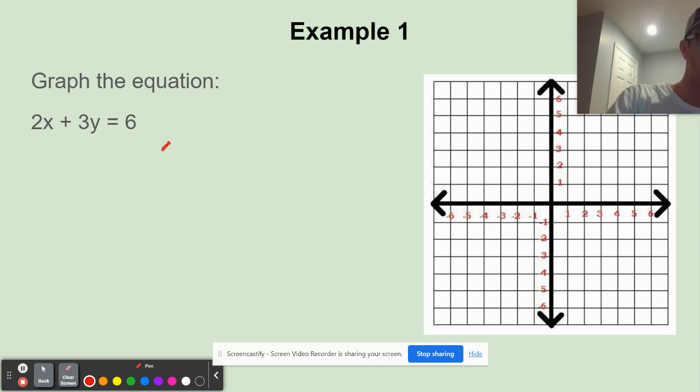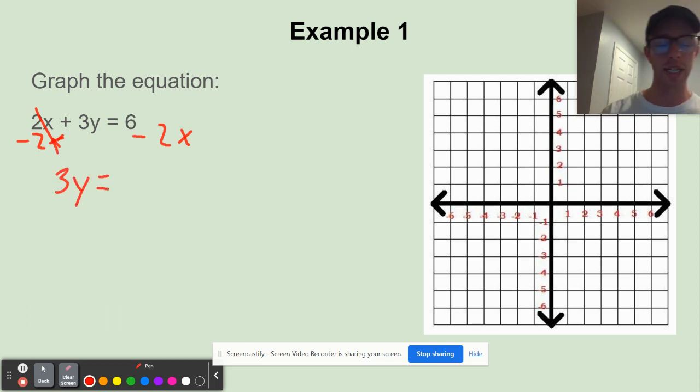And so we're going to solve for y. I'm going to get rid of any other terms that aren't y. So I'm going to start by getting rid of this 2x. To get rid of a positive 2x, I subtract 2x. Whatever I do to one side of the equation, I do to the other. And so this side, I'm left with 3y. 6 minus 2x, those are not like terms, so I'm just going to leave it as 6 minus 2x here.